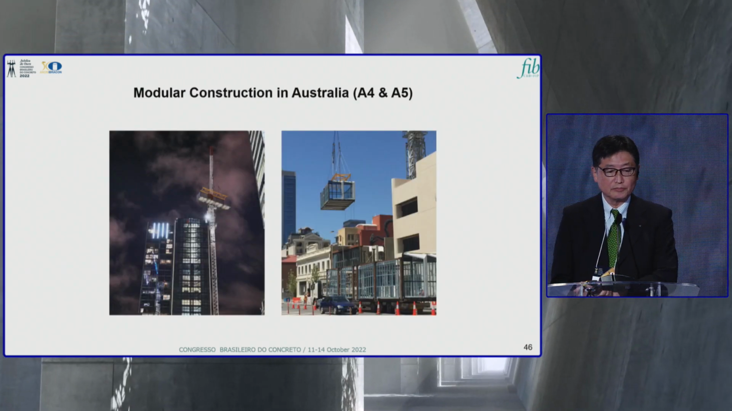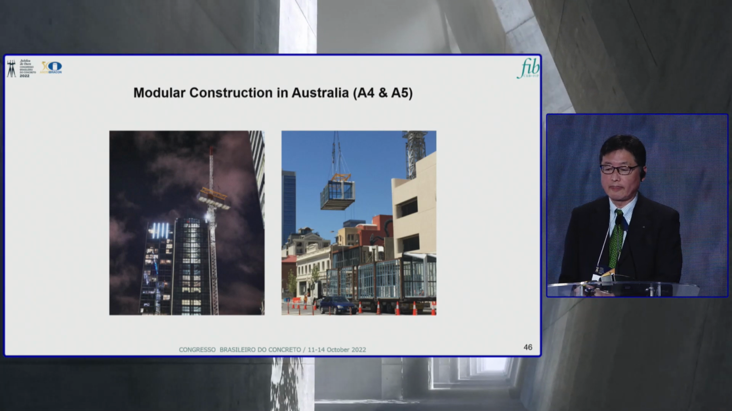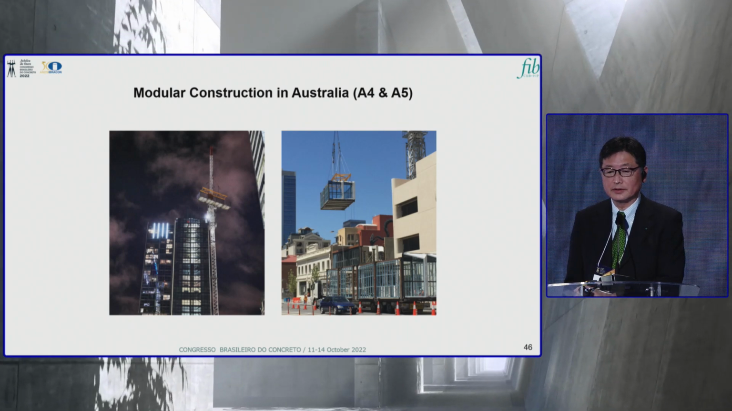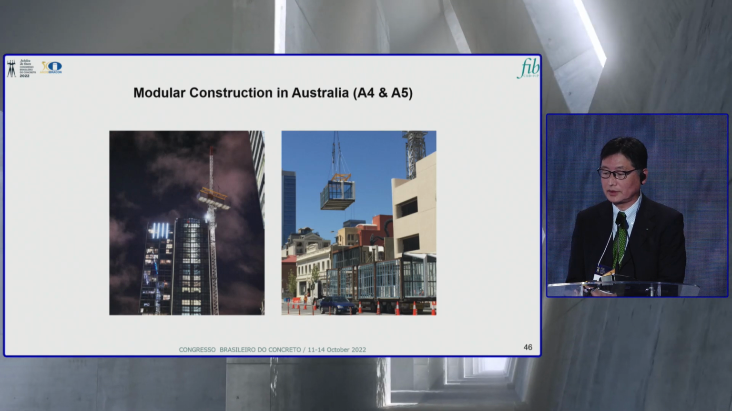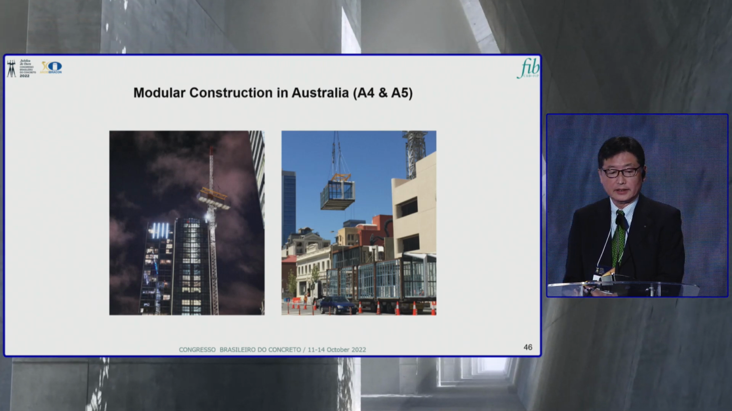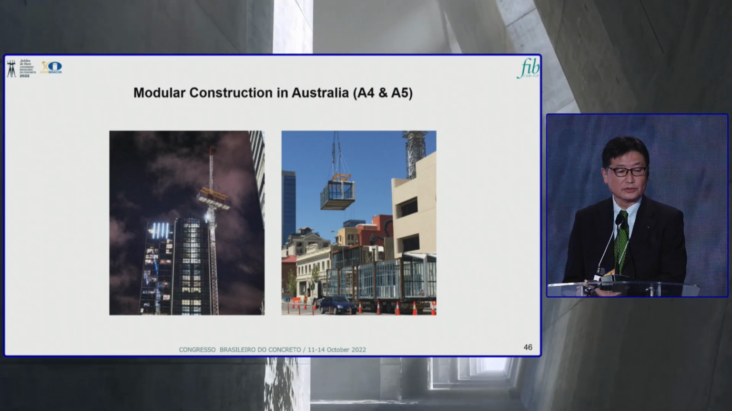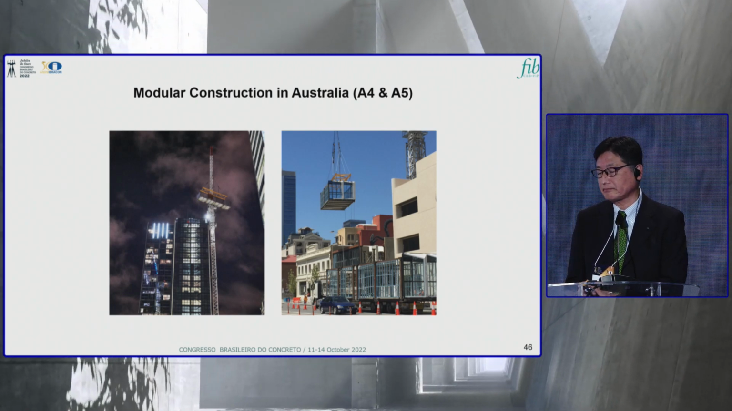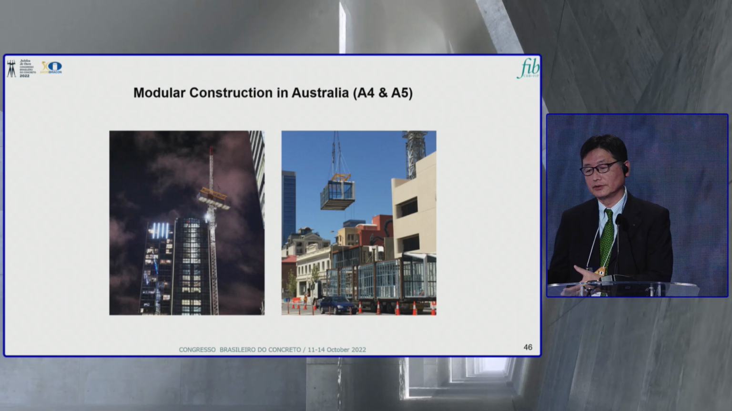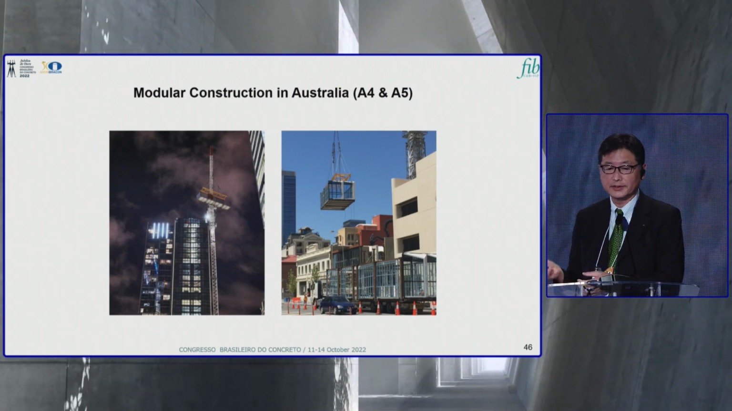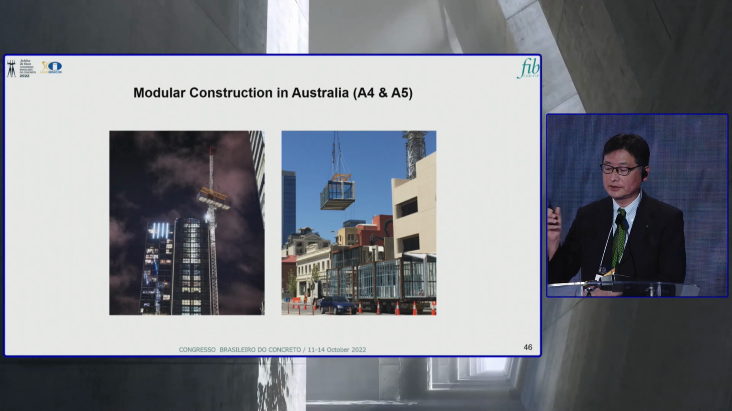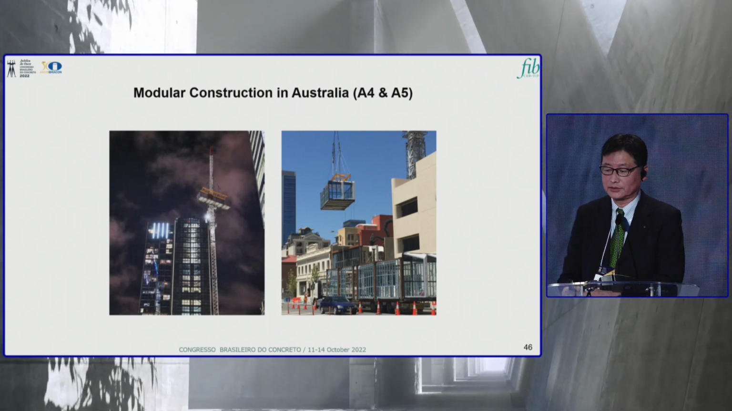And this is an example of prefabricated off-site construction in the world. This is an example in Australia. The room structure is steel. They prefabricate the whole room in the factories, transport it to the site and just put it on the stories.